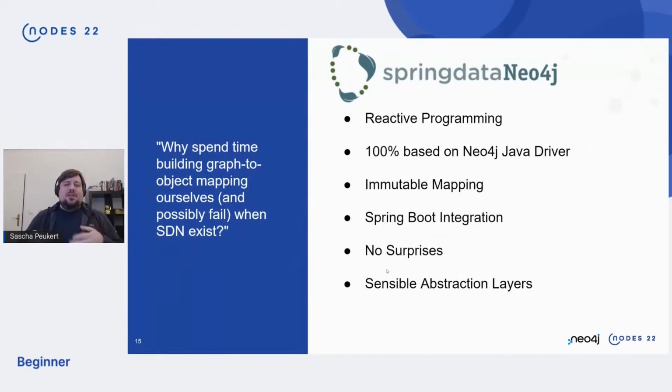Let's talk about Spring Data Neo4j. So we're on the server now, and we obviously need some kind of graph to object mapping, right? Why should we build that ourselves? So what we do, we use Spring Data Neo4j or SDN, and it gives us reactive programming. There's a really, really nice Spring Boot integration, and I will stress this one, there are no surprises. It's really what you expect.